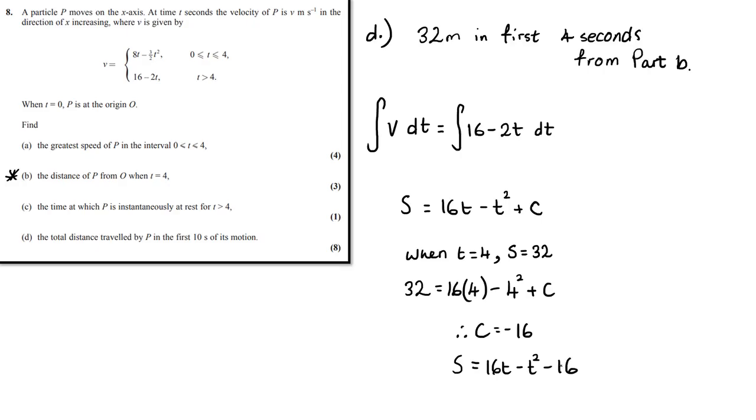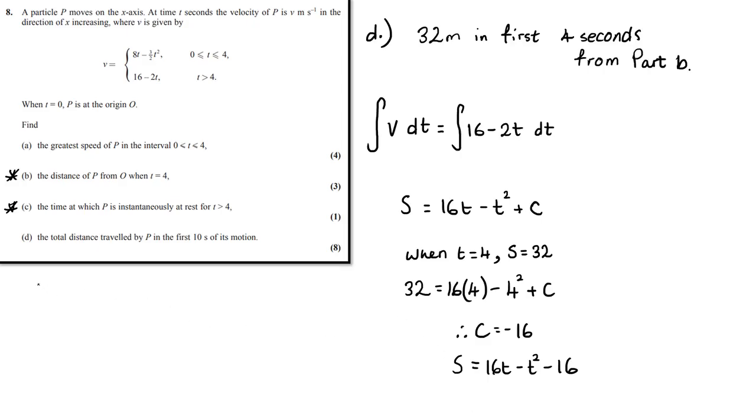Okay, so now we need to consider what happens for the next essentially 6 seconds, from t being greater than 4 all the way up to 10. So we're looking for the first 10 seconds of its motion. And this is where it gets a little bit tricky, and we also need to consider what we found in part C here. So let's just work up to 8 for now.